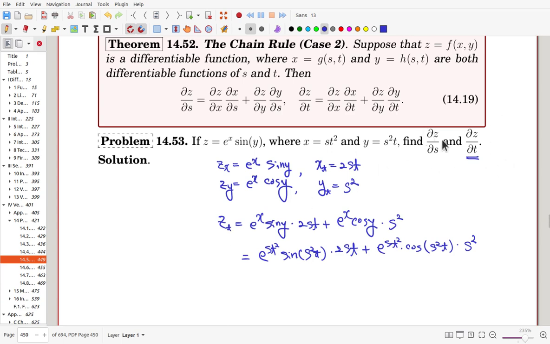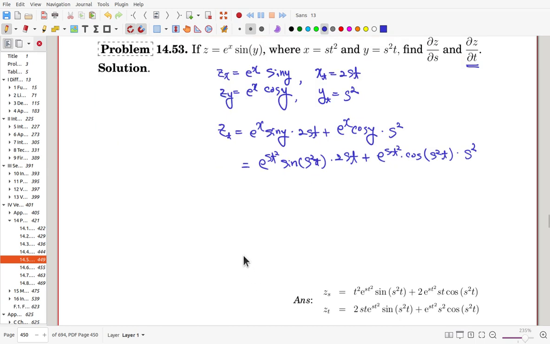Now for the s derivative, rather than the t derivative, you make the s derivative, and similarly the product and sum will be the final answer. You can do it yourself.